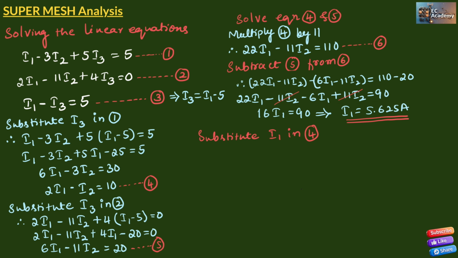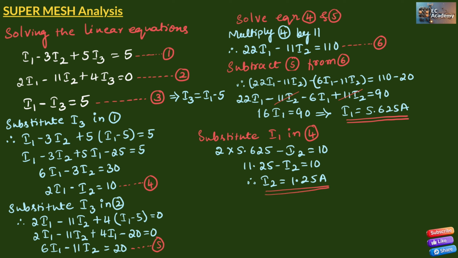Now let us substitute I1 in equation number 4. Therefore, we can write 2 into 5.625 minus I2 is equal to 10. So it will be 11.25 minus I2 is equal to 10. Therefore, I2 will be equal to 1.25 amperes.